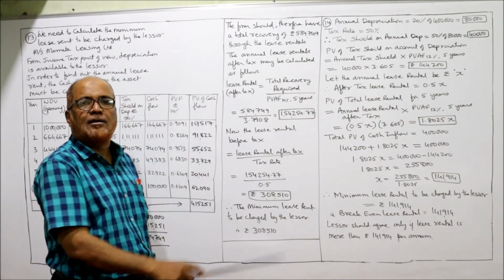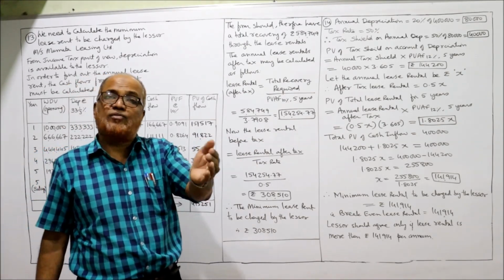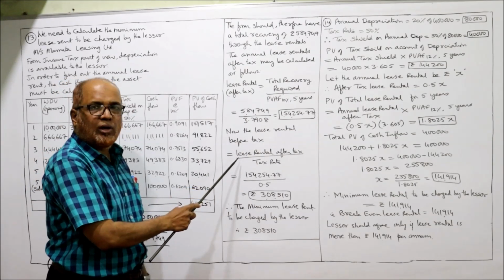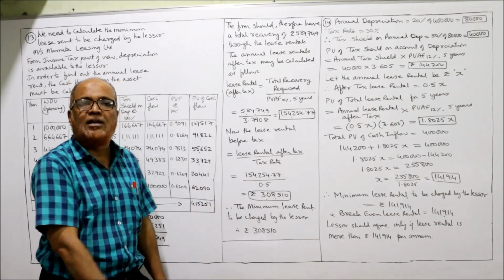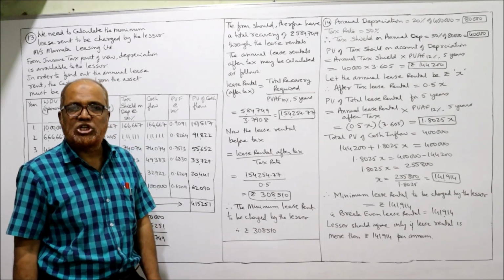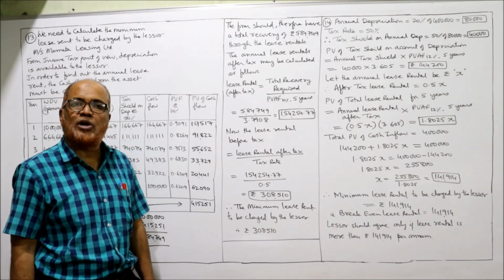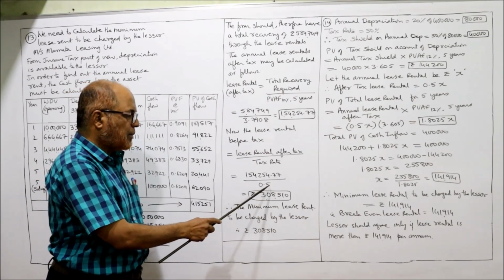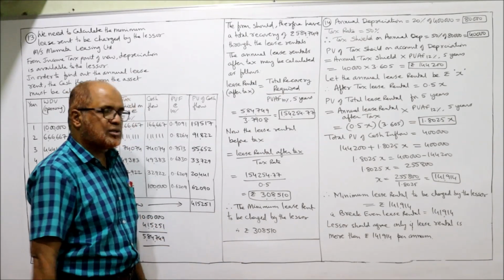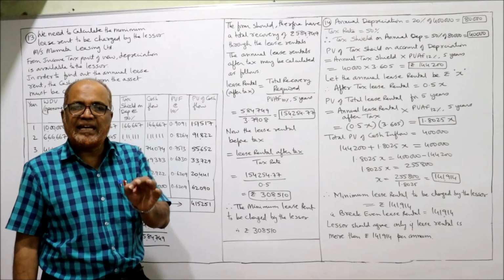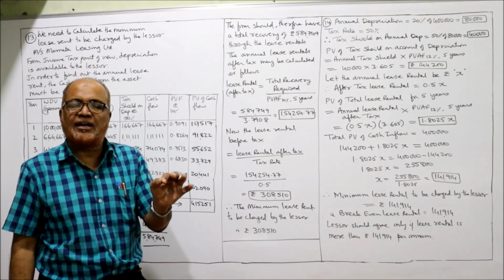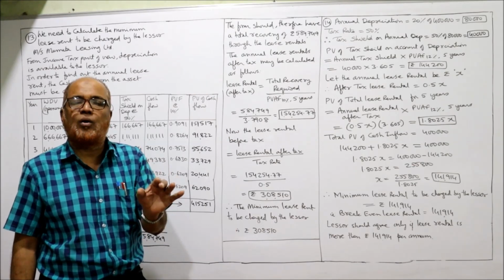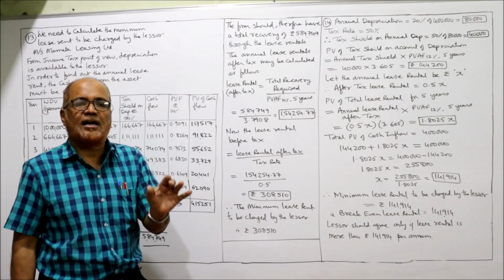Every year lease rent. But we don't require after tax, we want before tax. So now lease rental before tax is equal to lease rental after tax divided by tax rate. What is the tax rate? 50%, 0.5. So 1,54,254.77 divided by 0.5, 3,08,500. This is the minimum lease rental required.